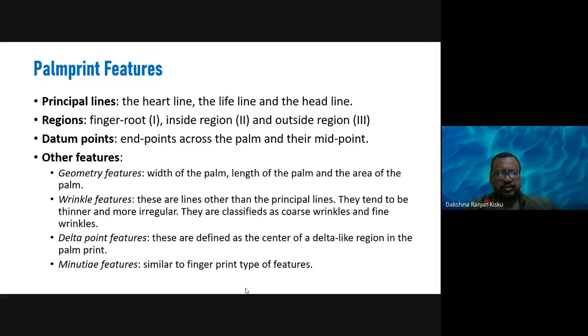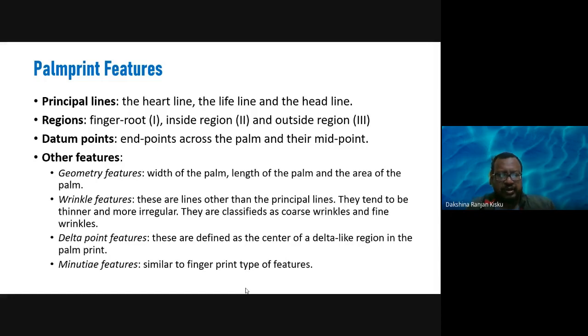Now, what are the different features available on a palm image? If we study a palmprint image very carefully, we will see that principal lines are present. Principal lines consist of the heart line, life line, and head line. There are three regions present on a palm image. The first region is called the finger root. The second region is called the inside region and outside region. We can also have datum points, which are nothing but the end points across the palm and their midpoint.